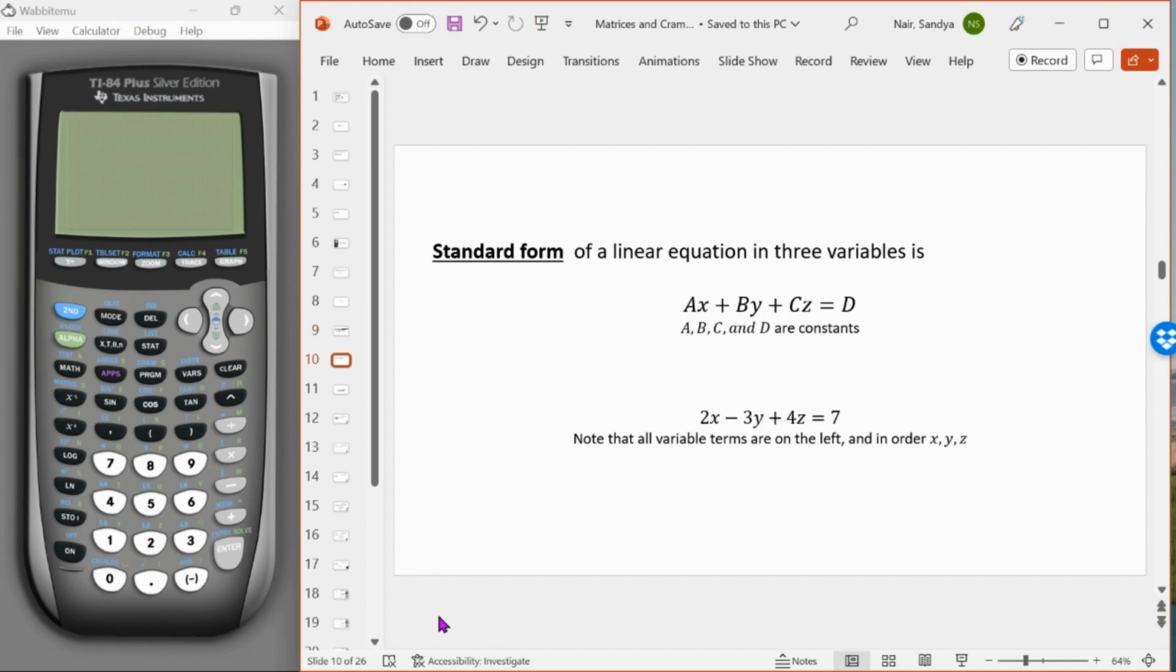So before we get started, just to remind you, standard form of a linear equation in 3 variables is ax plus by plus cz equals d, where a, b, c, and d are constants. So an example of this is 2x minus 3y plus 4z equals 7. Notice that in standard form, all our variable terms are on the left side and our constant term is by itself on the right. And also remember that the variables are in order going x, y, and then z.